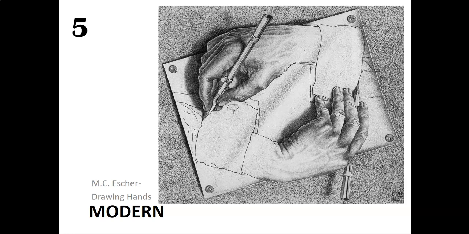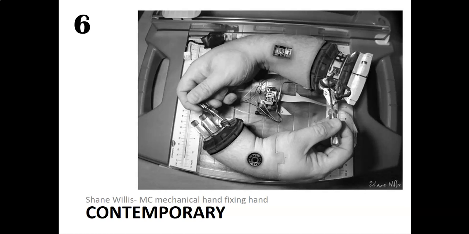So again, this has been reinterpreted by a contemporary, meaning a currently living artist, Shane Willis, MC, meaning MC Escher, mechanical hand fixing mechanical hands. This is not a drawing. This is actually a sculpture that he created of a robotic hand fixing a robotic hand. It's kind of the current homage to MC Escher's work.